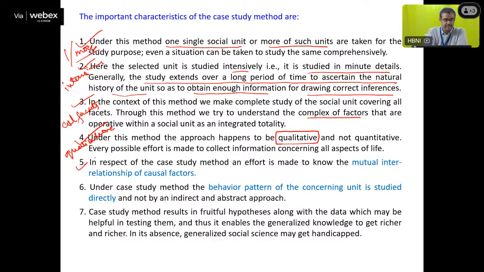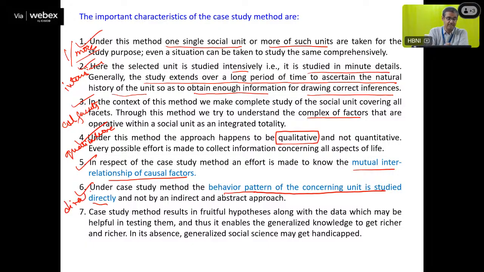What is the fifth? In respect of the case study method, an effort is made to know the mutual interrelationship of causal factors. So basically, the main characteristic of case study is that in that unit, you have to determine the mutual interrelationships of causal factors. And in the case study method, the behavior pattern, a qualitative unit, not a quantitative unit, of the concerning unit is studied directly and not by an indirect or abstract approach. So it's a direct study.